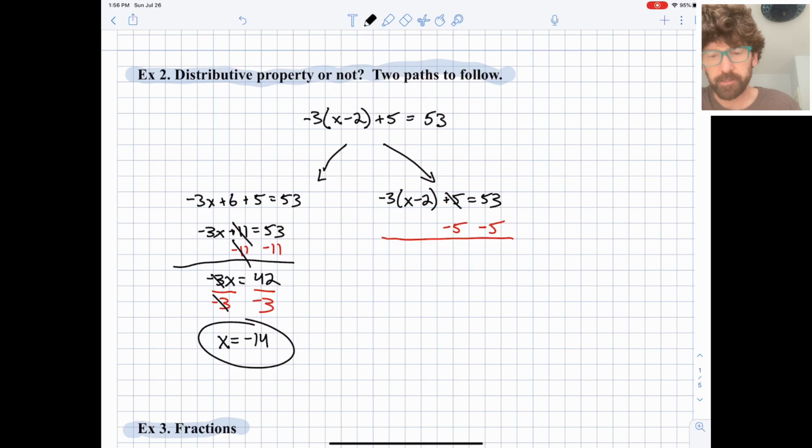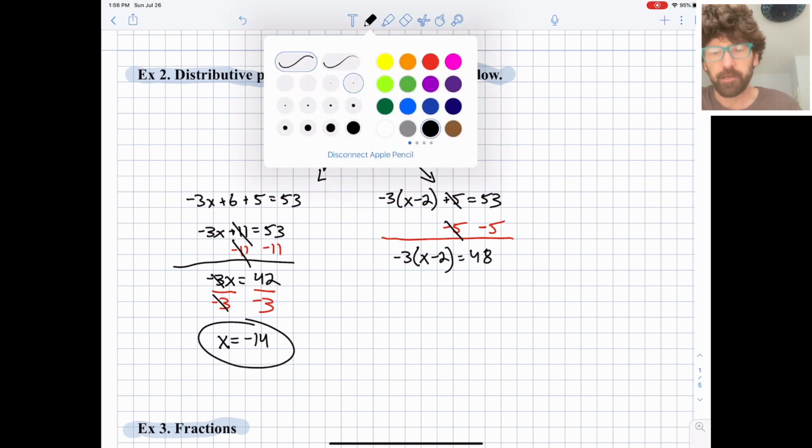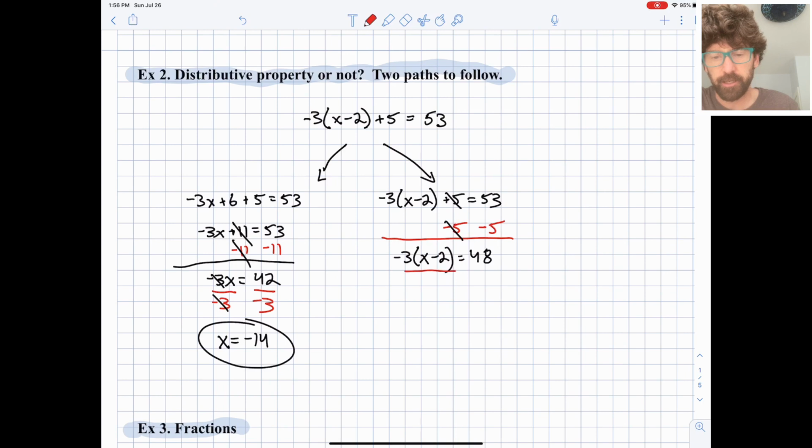And these 5's cancel. We have negative 3 times the quantity x minus 2 equals 48. And what I'm going to actually do right here is divide through by negative 3. So I'm not going to do the distributive property. I'm going to divide through by negative 3.